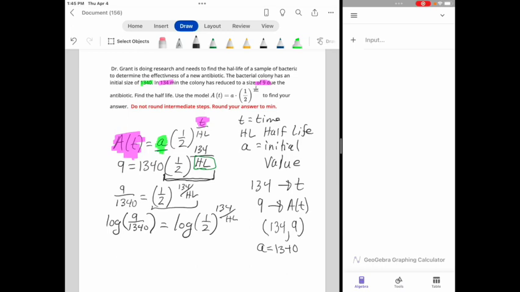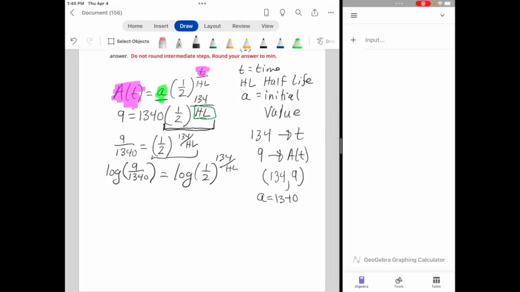134 over half-life. Now the reason that we do this is because there's properties of logarithms that are very helpful. One of the properties of logarithms says if you have a log and your argument raised to an exponent, you can bring that exponent down in front. And by pulling that down in front, we get that HL, the half-life, out of the exponent so that we can solve for it. So I'm going to take this exponent and bring it down in front. I'm just going to bring everything else down as it is. I'm only changing the exponent and bringing it down in front.